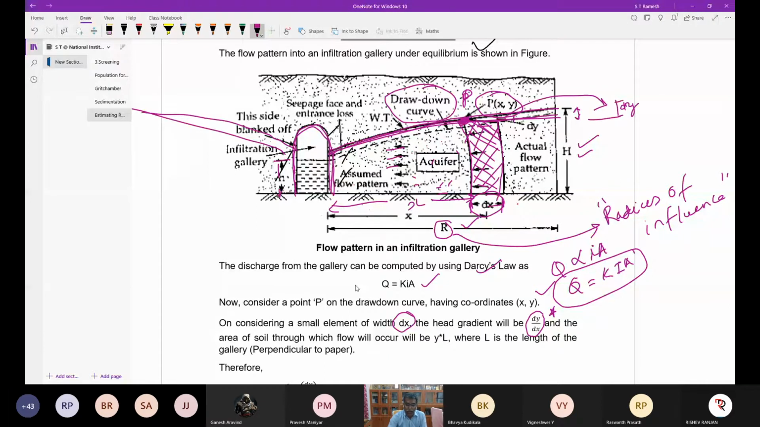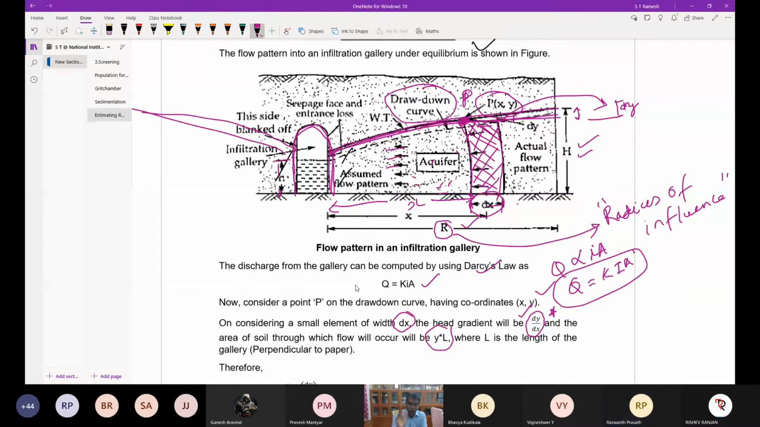So thereby the head gradient will be dy by dx. And the area of the soil through which flow occurs will be y into L, where L is perpendicular to the board or the screen you are looking into. I'm considering dx, a small element of width, so obviously the head gradient will be dy by dx.